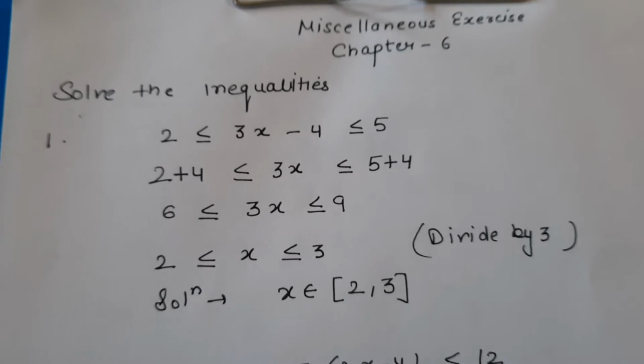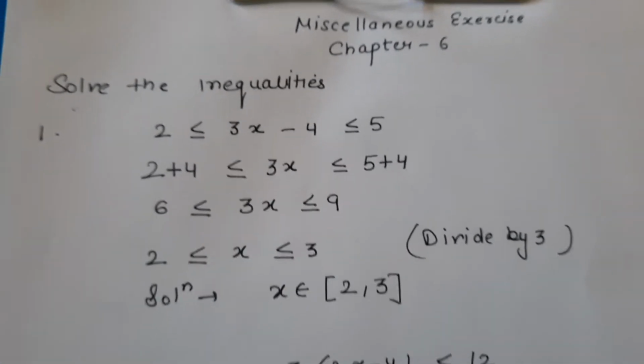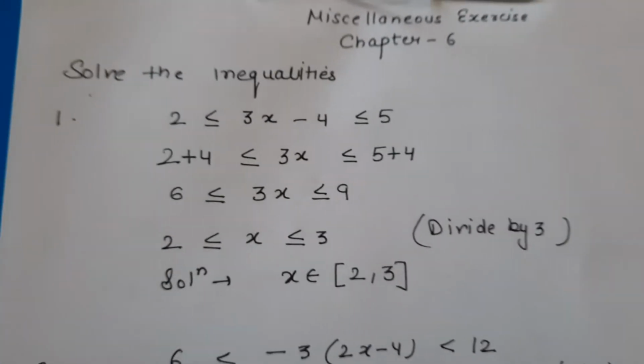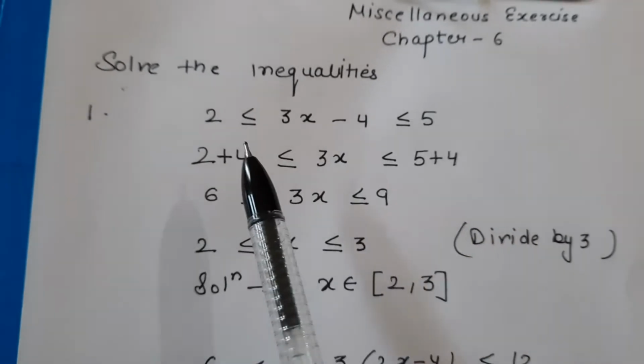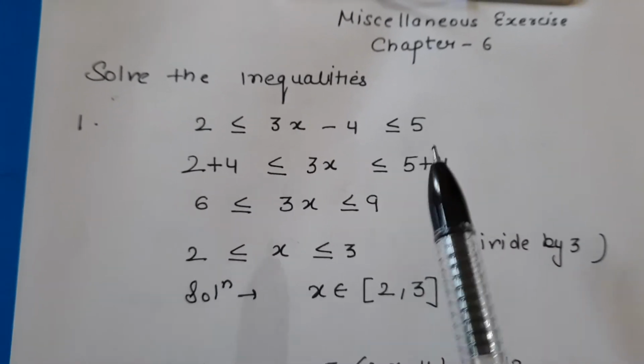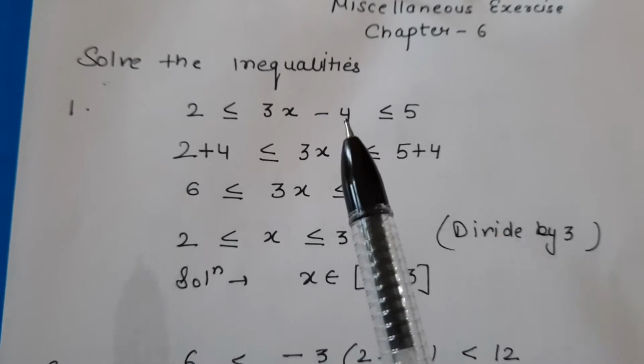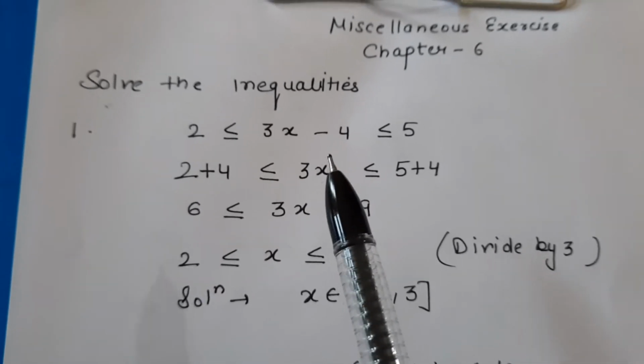Question number 1 is 2 is less than or equal to 3x minus 4 less than or equal to 5. Now in these questions you are going to have two inequalities. We are going to solve them simultaneously. We will solve for the real values of x.